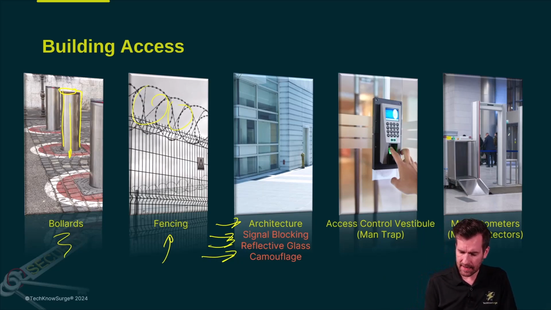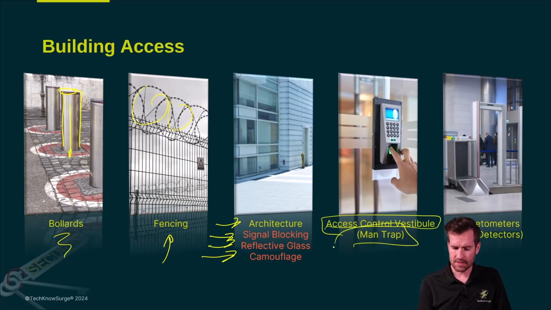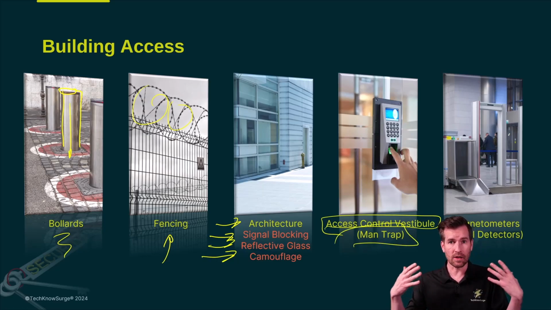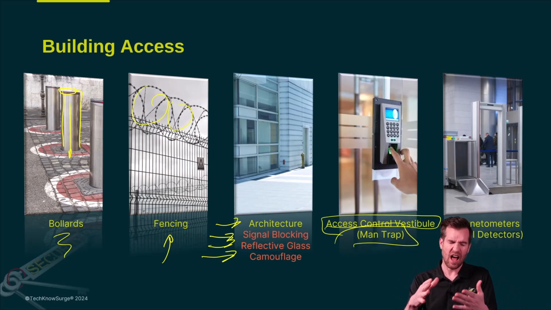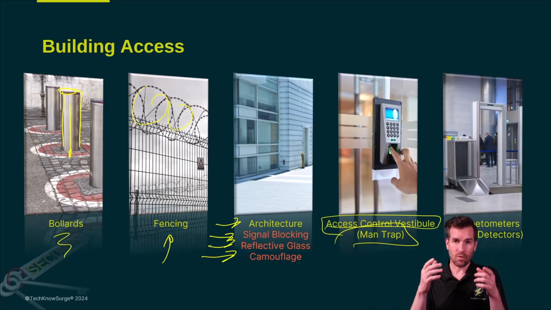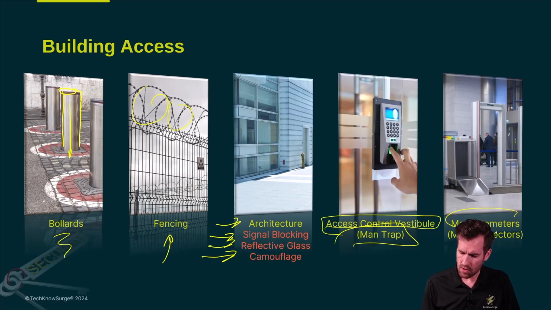There's also things like access control vestibules, which used to be called man traps. So access control vestibules are areas where you would walk in, it only really accepts one person, or a lot of them only accept one person. The door locks behind you and you have to enter a code in to get into the next stage and access the building. And talk about a deterrent. There's not going to be somebody that's trying to break into the building that's going to want to be in one of those vestibules.